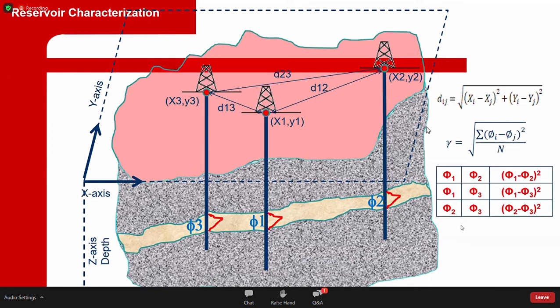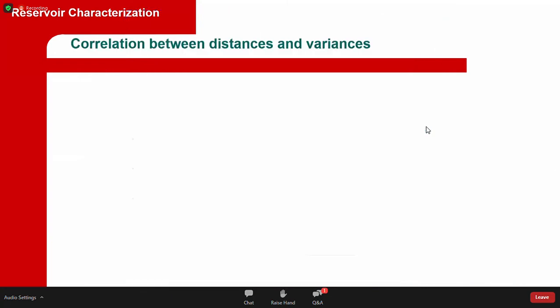Actually, in reality, here is how we do it. P1 and P2, we get the difference squared. P1 and P3, you get the difference squared. P2 and P3, you get the difference squared. You sum all the differences. You divide them by the number of wells, and you take the square root. It gives you the gamma. Okay. Right. It gets more complicated now if you go to reality.